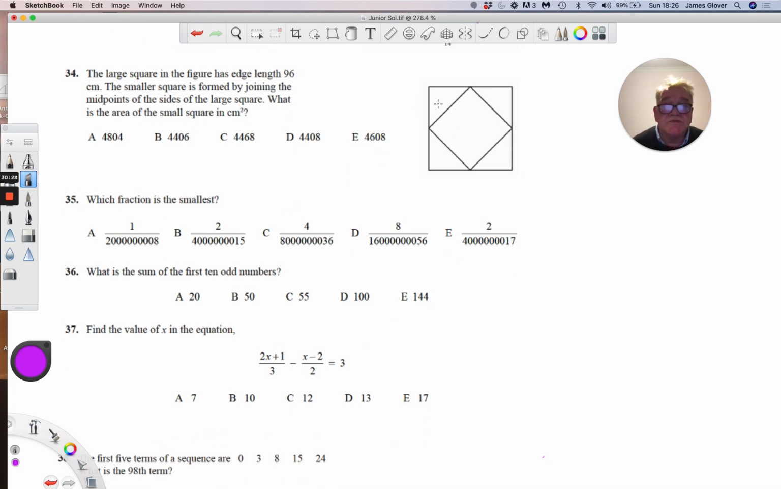The area of the small square: if you think of a piece of paper and fold these corners in along these folds, this corner would come to the center, this one would also, and this one would go to the center, this one would go to the center, and you'd soon find out that this smaller square inside is half the total, half the large square. So the large square has an edge length of 96, 96 squared.